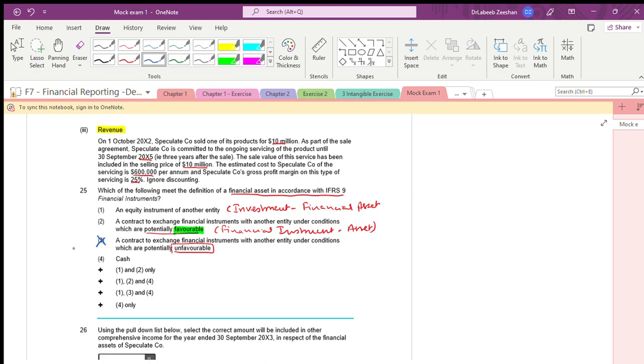The fourth one is definitely cash, which is an asset. Is it right? Answer is what? Answer is 1, 2 and 4. Is it okay?